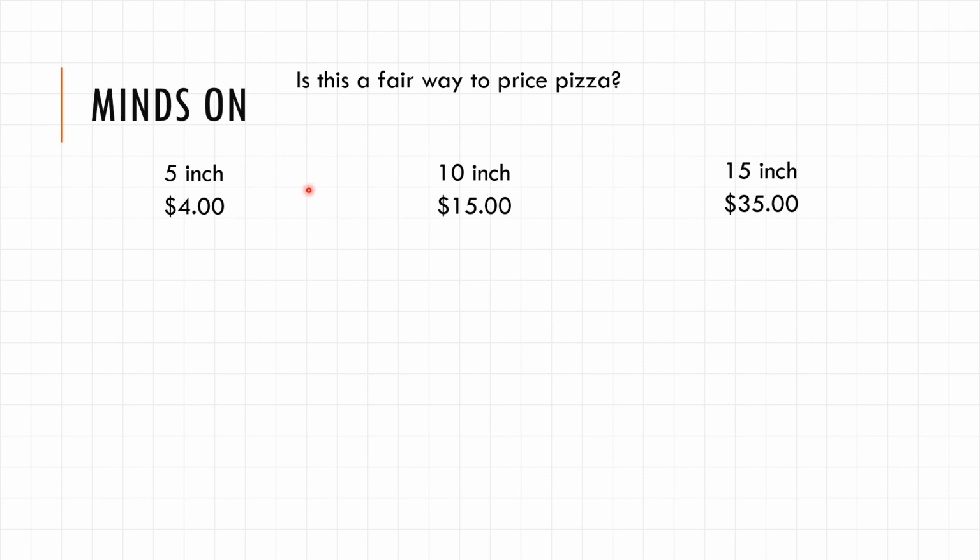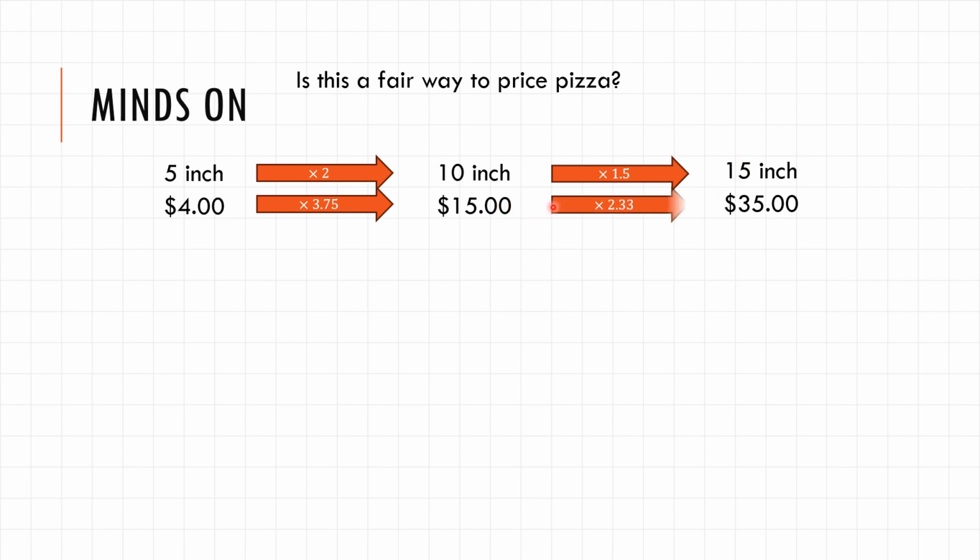Well, some people might say, this doesn't really seem fair. Look, the 5-inch to 10-inch, that's only twice the size, but the price, 4 times 2 would get me 8. $15 is almost 4 times the price. And if I go from 10 to 15-inch, well, that's 1.5 times as big, but the price does not get 1.5 times. It gets more than doubled, right? 15 times 2 will get me 30, and this is 35. So these prices do seem to be out of whack.